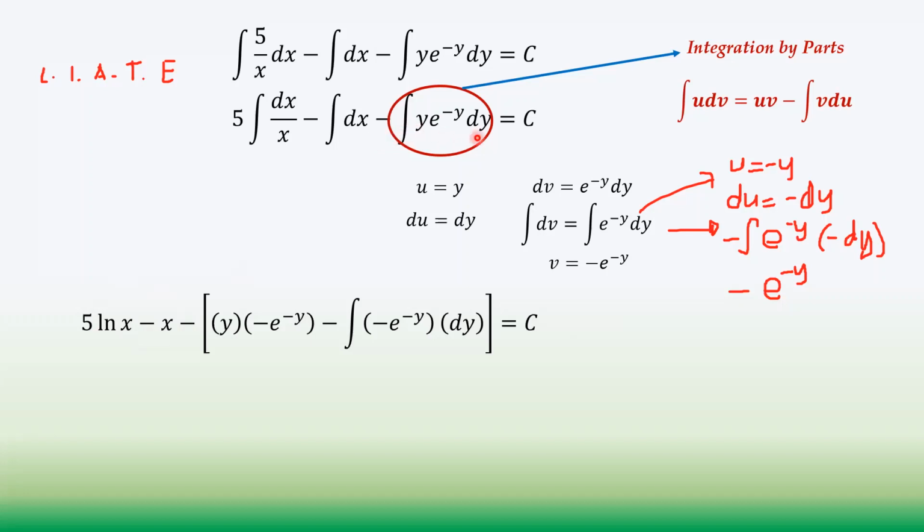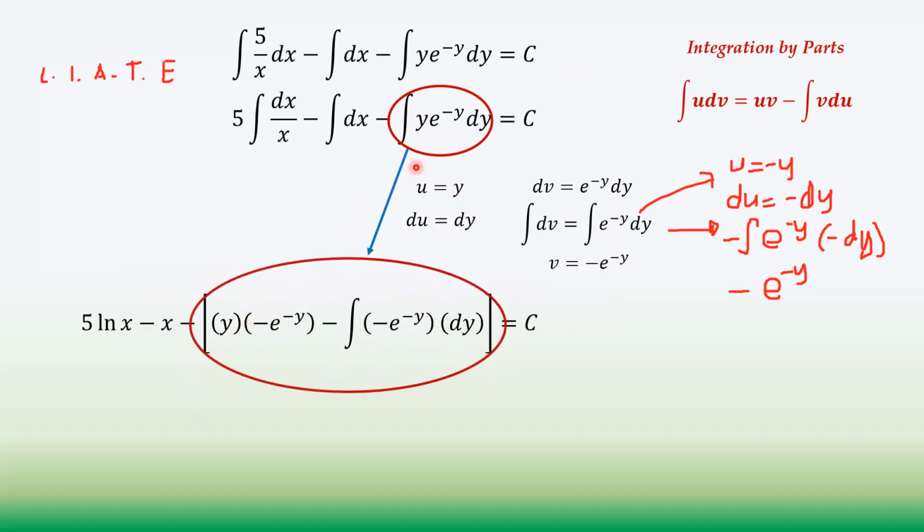Pag meron kayong integration by parts dito, huwag kakalimutan gumamit ng grouping symbols. So, using this formula, we have uv. So, ang u mo ay y. Ang v natin ay negative e raised to negative y. So, ito yun, uv minus integral doon ng v du. So, integral of v, negative e raised to negative y, du is dy equals c. Okay, yan yung katumbas nito, using integration by parts. Using this formula. Okay. Tuloy natin.